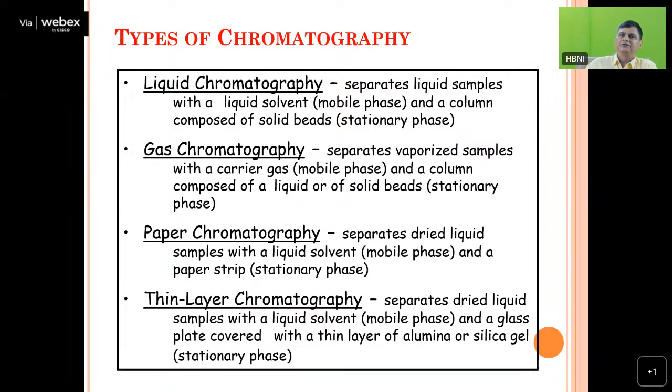Paper chromatography: separate dry liquid samples with a liquid solvent and a paper strip. I think all of us saw this paper chromatography in our 12th class for the separation of various amino acids. Then thin layer chromatography: separate a dried liquid sample with a liquid solvent as the mobile phase, and a glass plate covered with a thin layer of alumina or silica gel coated on that glass plate, termed the stationary phase.